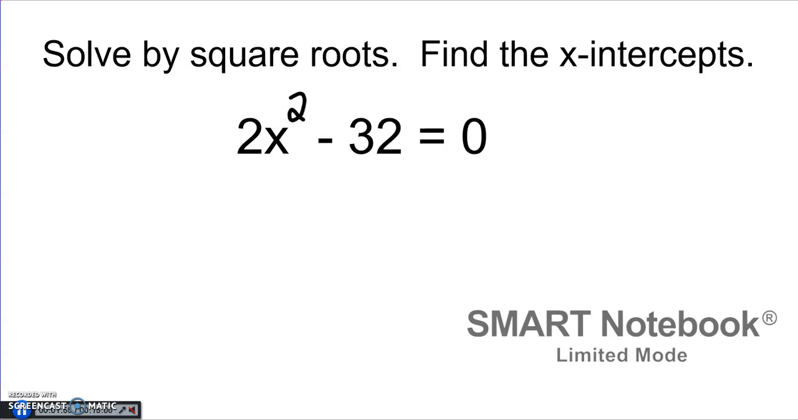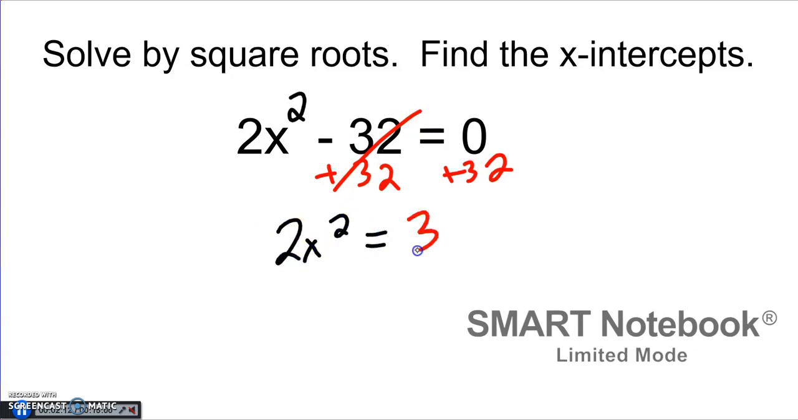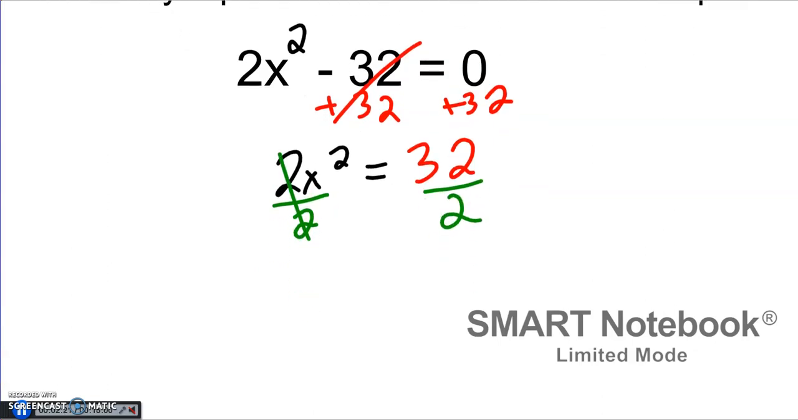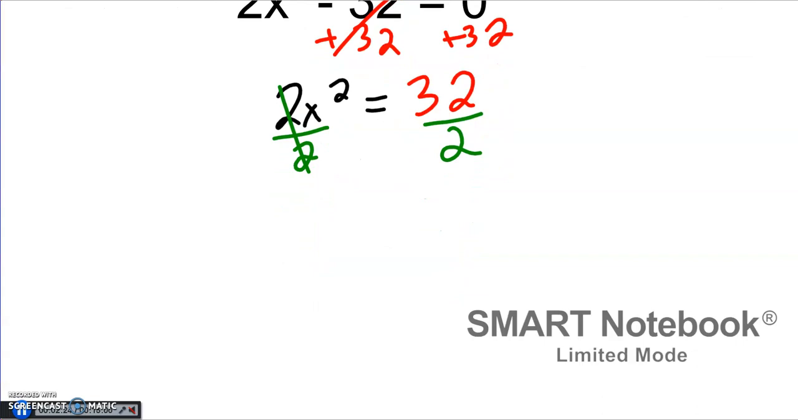Notice I have 2x squared minus 32 is equal to 0. So I wanted to first isolate that quadratic term. I'm going to add 32 to both sides. So we now get 2x squared is equal to 32. I need to isolate that x squared, so I have to divide both sides by 2. So now we get x squared is equal to 16.